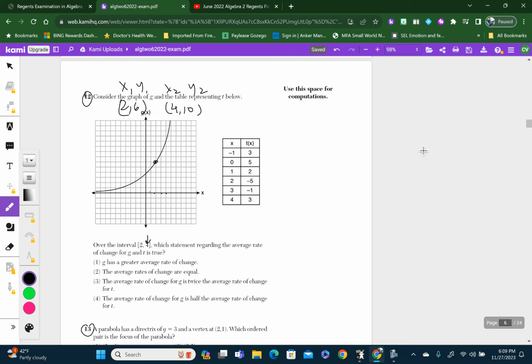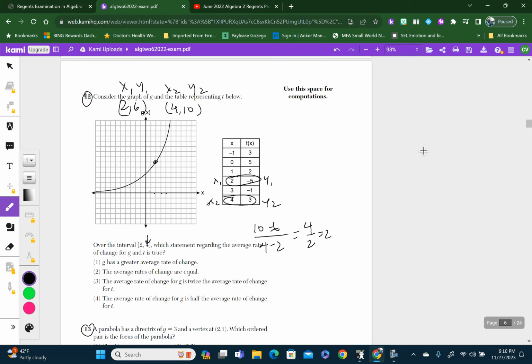y2 minus y1 over x2 minus x1. So if I do that, 10 minus 6 over 4 minus 2, 10 minus 6 is 4, divided by 2 is equal to 2. So the slope from 2 to 4 is 2. Then I'm going to do the same thing on this side right here. And again, I'm looking from 2 to 4. So I'm going to do x1, y1, x2, y2.